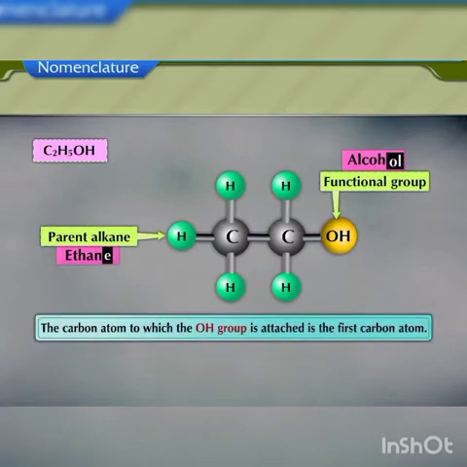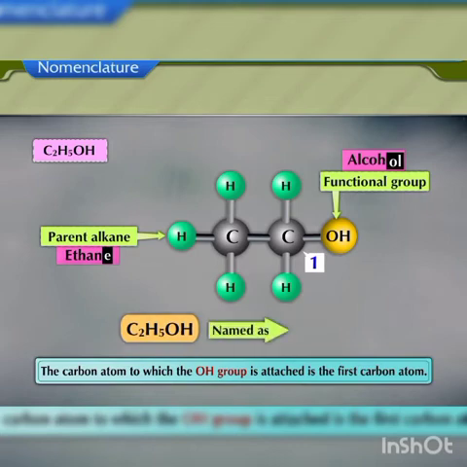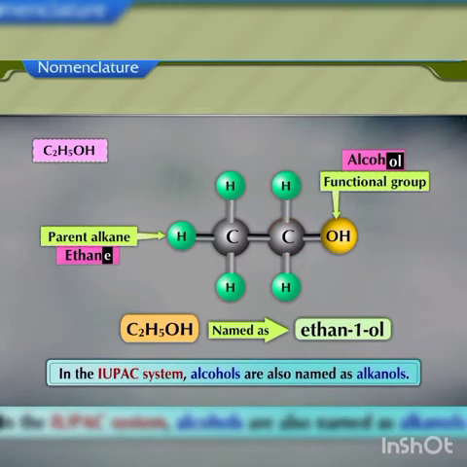The carbon atom to which the OH group is attached is the first carbon atom, hence it is numbered as C1. The other atoms are numbered accordingly. Thus, the compound C2H5OH is named as ethane 1-ol, which indicates that the functional group OH is attached to the carbon atom at the end of the chain or the first carbon atom. In the IUPAC system, alcohols are also named as alkanols. Let us consider some more examples.